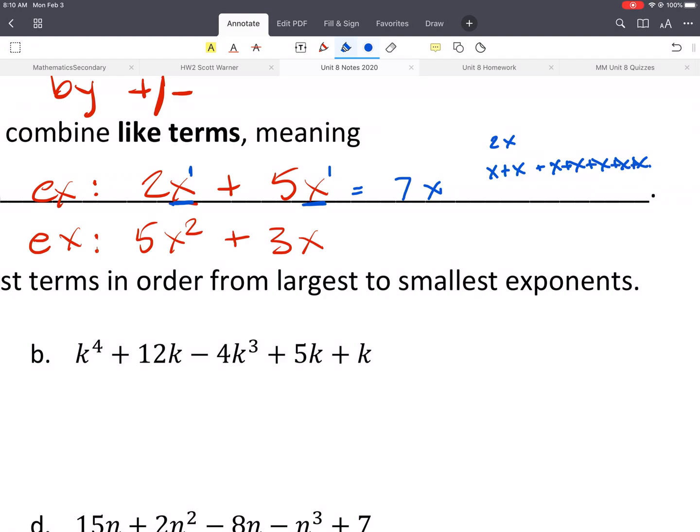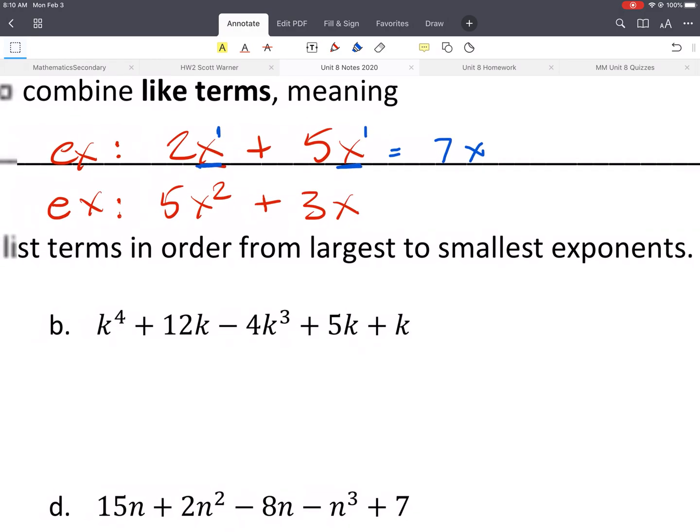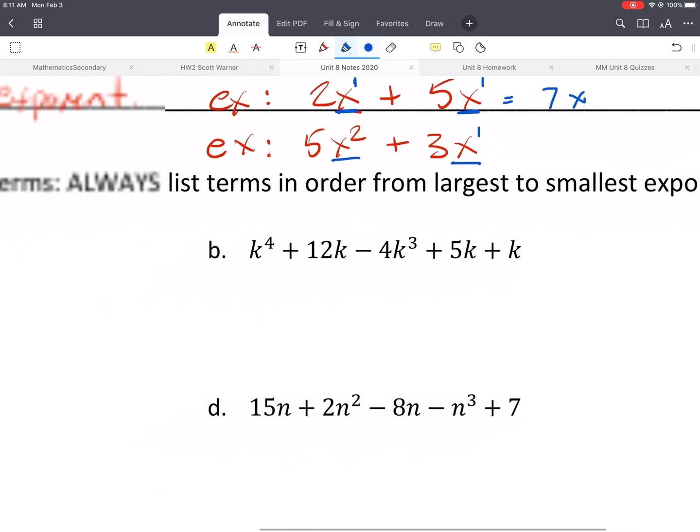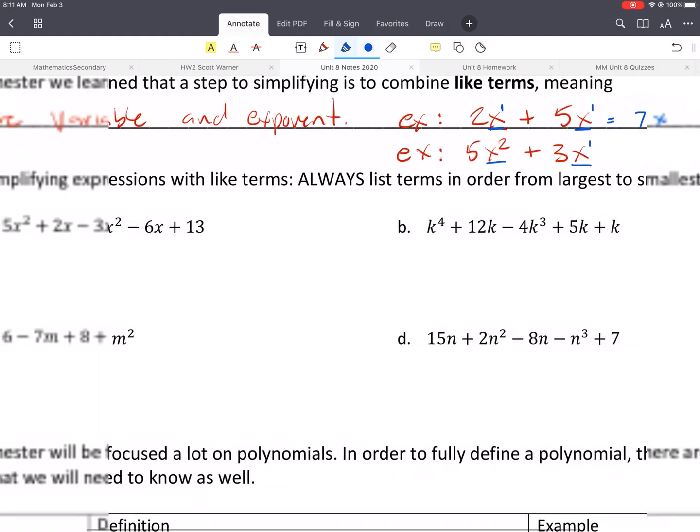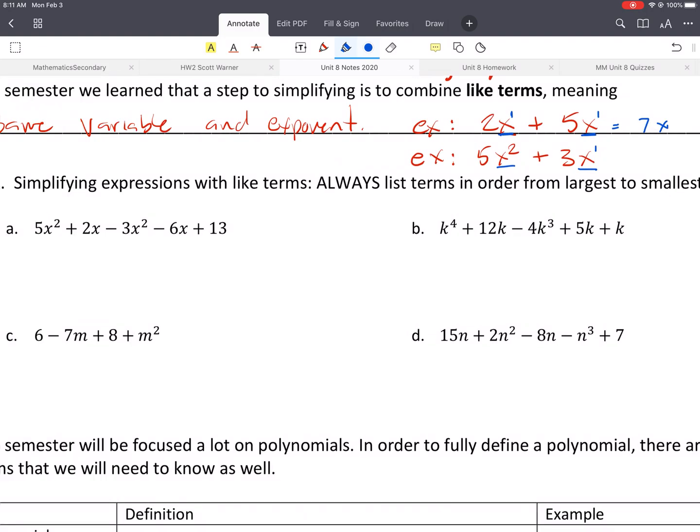We did problems before where we had x to the 2, and remember that's like x times x. Anyways, so those are like terms. Here let's look at another example, 5x squared plus 3x. Those are not like terms because, yes, they have the same base, but they have different exponents, so we can't combine them. All right, so let's do a quick review, doing a couple problems using like terms.